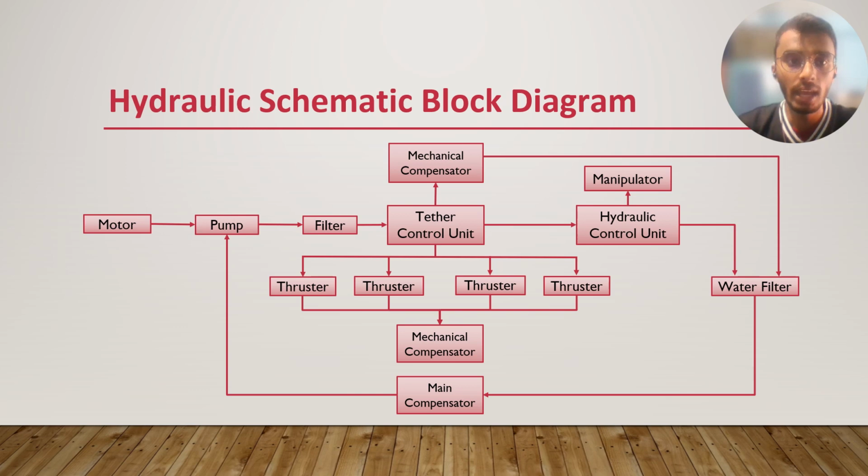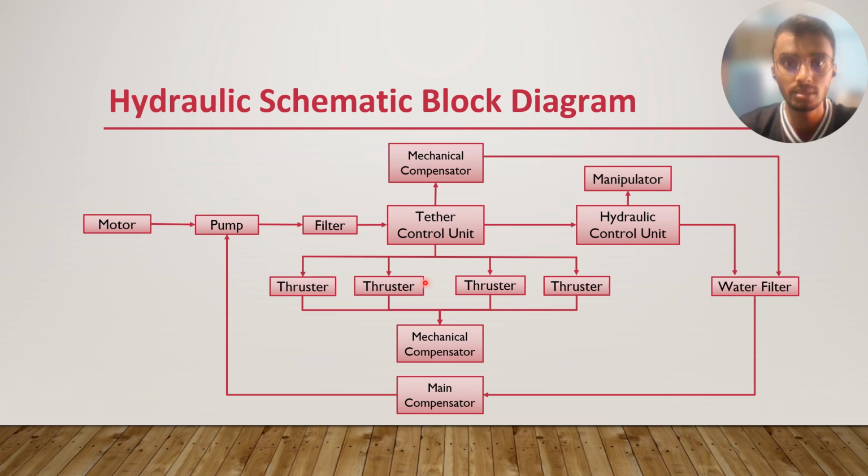Now, I would like to present the hydraulic schematic block diagram. The diagram starts from the motor, then it goes to the pump, then from the pump to the filter, and then from the filter to the TCU, tether control unit. From the TCU it will go to the mechanical compensator, hydraulic control unit, and fourth thruster. From the TCU it will go to the fourth thruster, and from there it will go to the mechanical compensator.